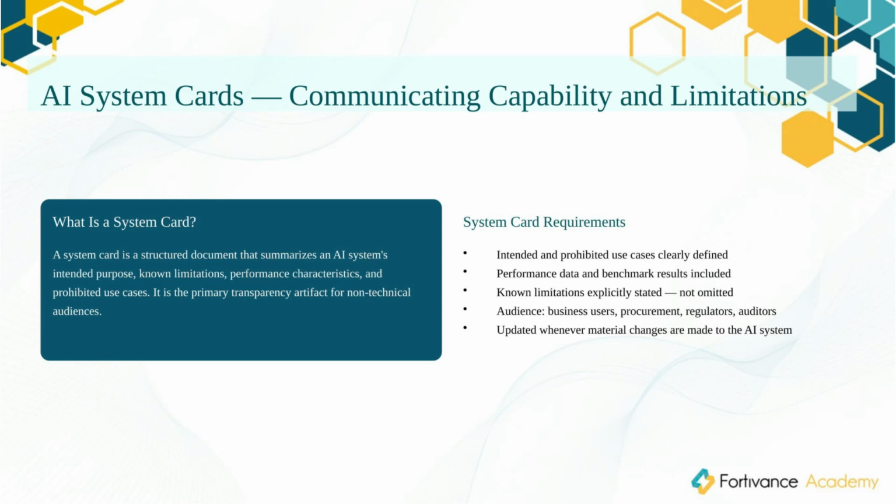The system card is a living document. It must be updated whenever material changes are made to the AI system. A model update, a new data source, a change in intended use, all of these are triggers for system card revision. And the system card version must be linked to the AI system version in your inventory. Consistency between your inventory, your system cards, and your deployed AI systems is something auditors specifically check.